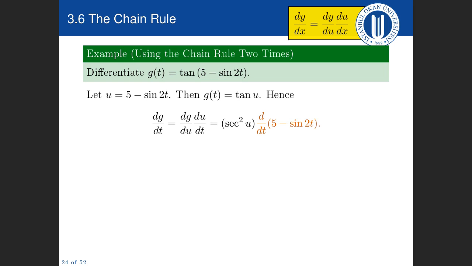Sometimes we need to use the chain rule 2 times or more to solve a problem. This time we're going to have to use the chain rule 2 times. Differentiate g of t is equal to tan of (5 minus sine 2t).